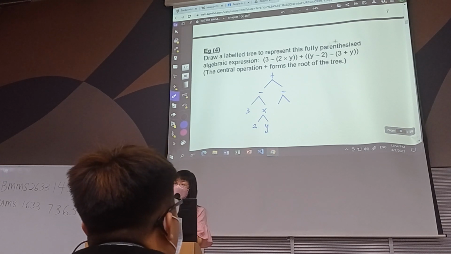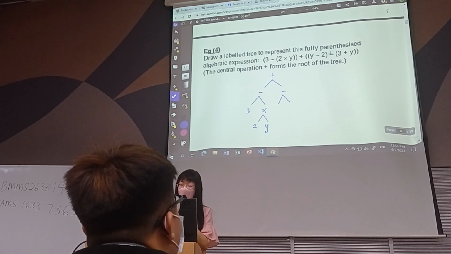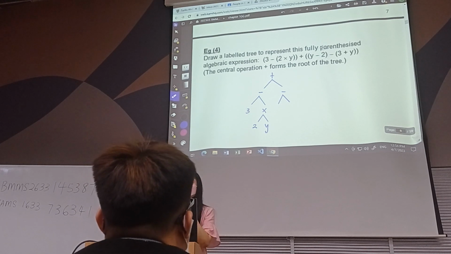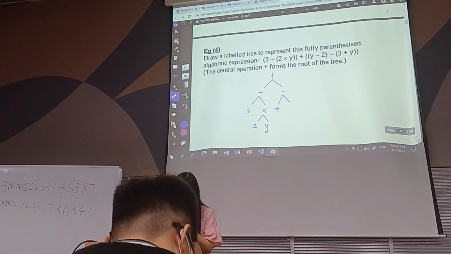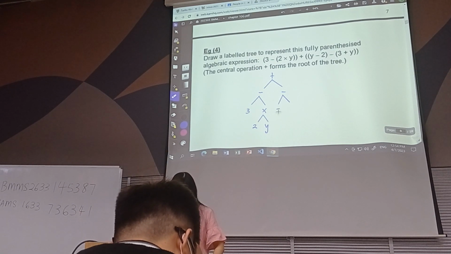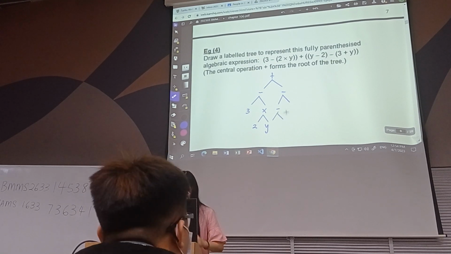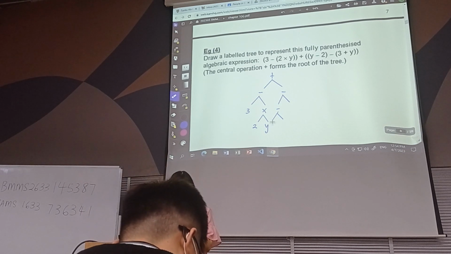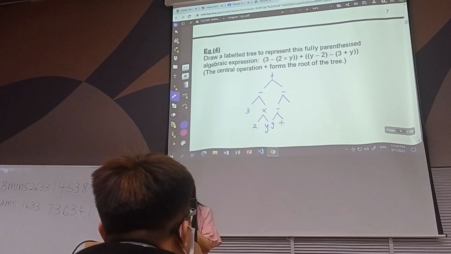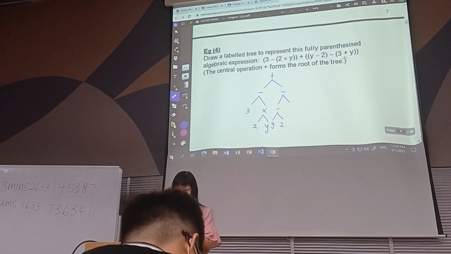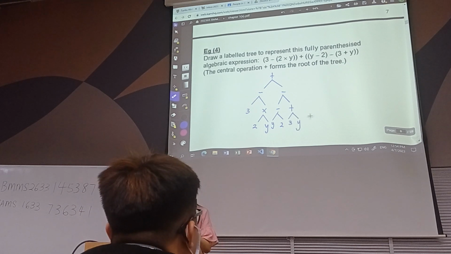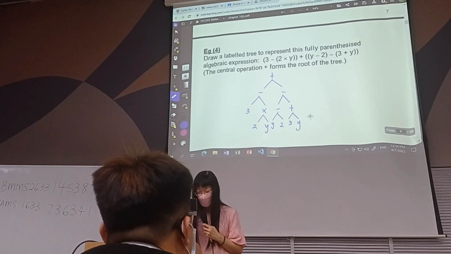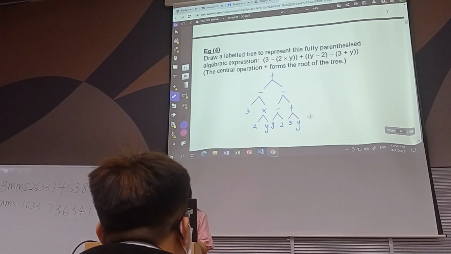When we come to the right hand side, just now the root is minus, so when you go to the left of minus, you have y minus 2. So you need to label the minus as the root first. Then go down. At the left of minus is y. At the right of minus is 2. Then you go to the right, the root will be plus, 3 and 1. This is the level 3.